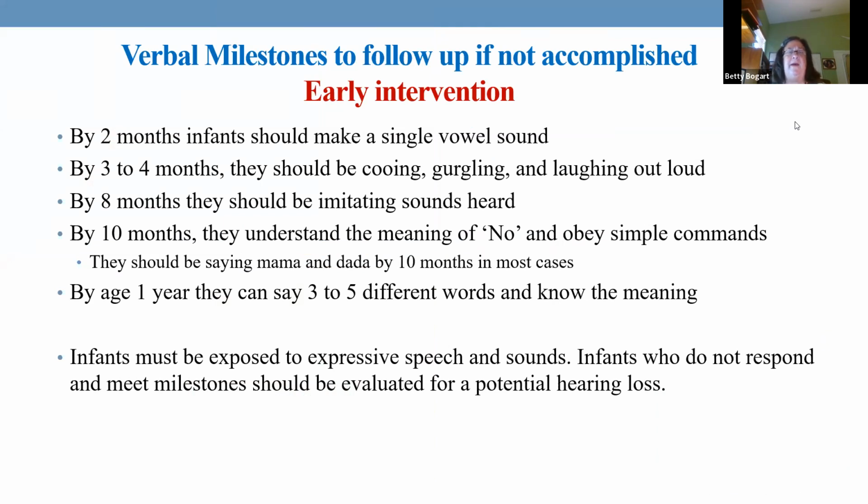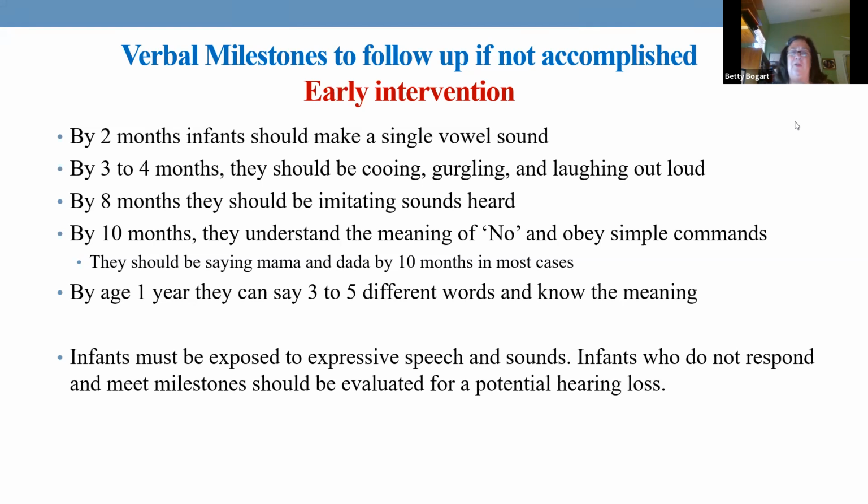So, verbal milestones. What are those things that are appropriate? Well, by 2 months, they should be doing that single vowel sound. Of course, they're crying, they're cooing, and they're making little noises. By 3 months, they're gurgling and you can start to hear them laughing. If you ever see a little baby at that age laughing, it's just so cute. By 8 months, they're trying to say mama, dada. They're imitating, which is part of what infants do and what children without cognitive delays do.